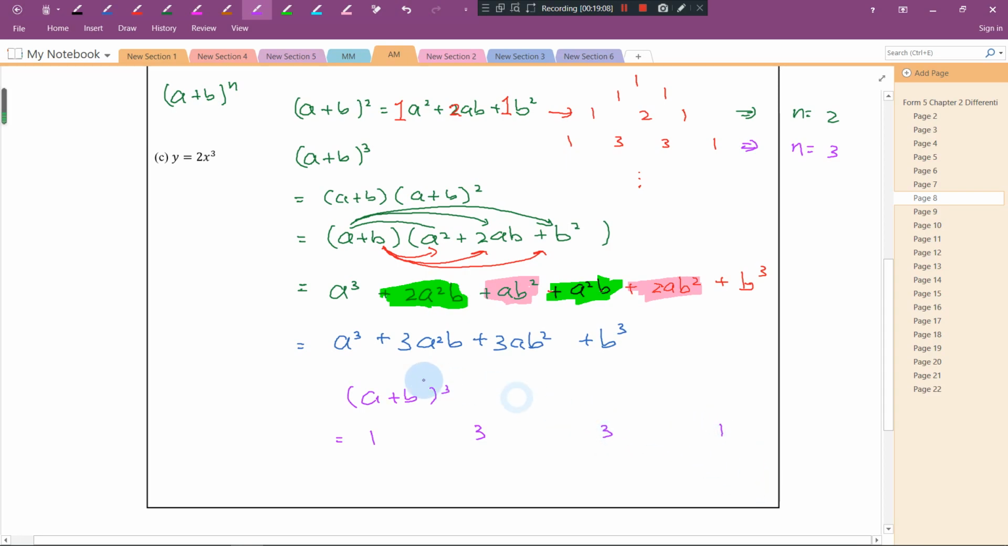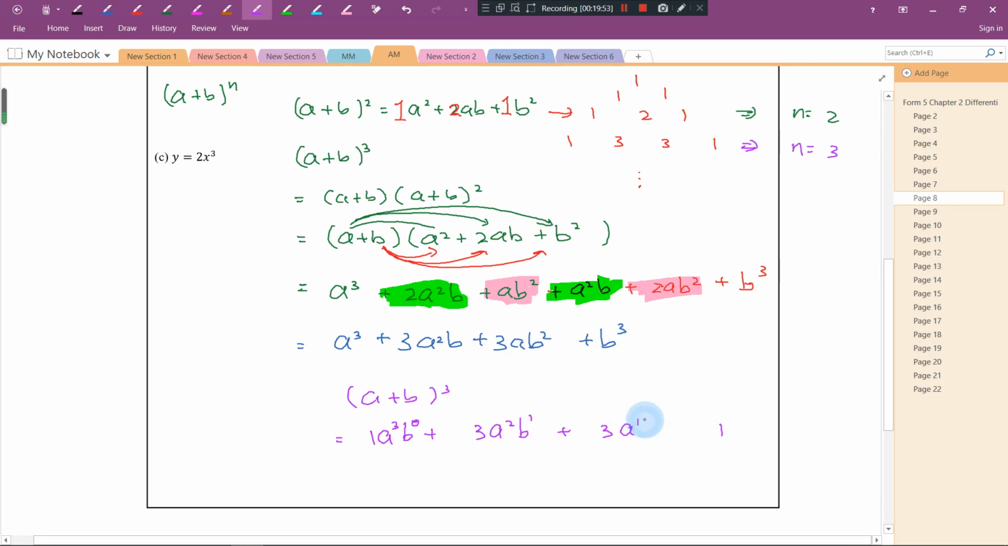You write this one first, and then copy A raised to the power of 3, plus. Now the power of A will reduce by 1. A becomes power 2. And here we don't have any B. You can think this way: don't have any B, it means B power 0. The power of A reduces by 1, and the power of B increases by 1. Here we plus 1.